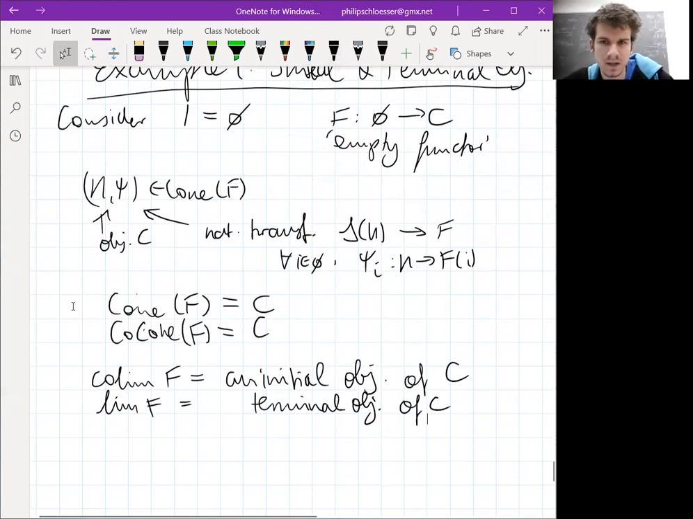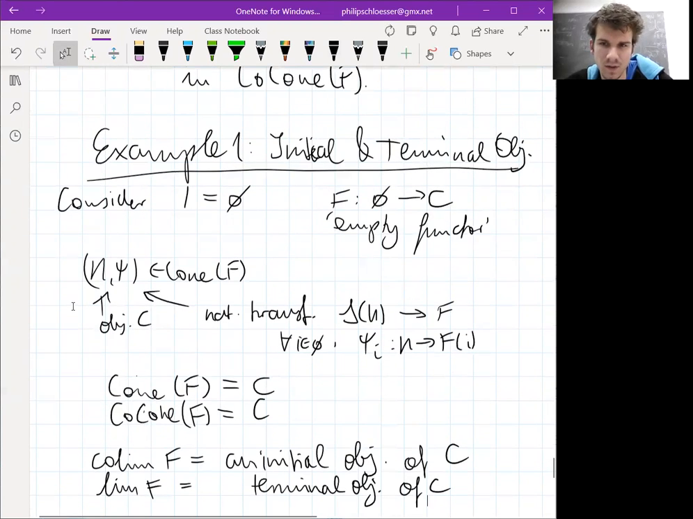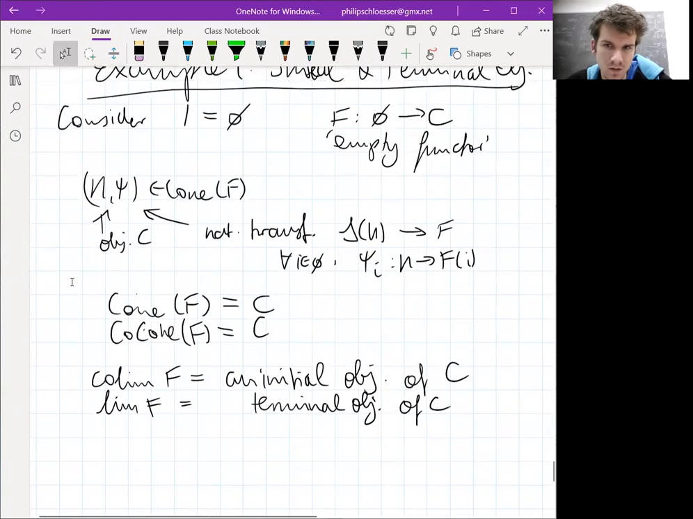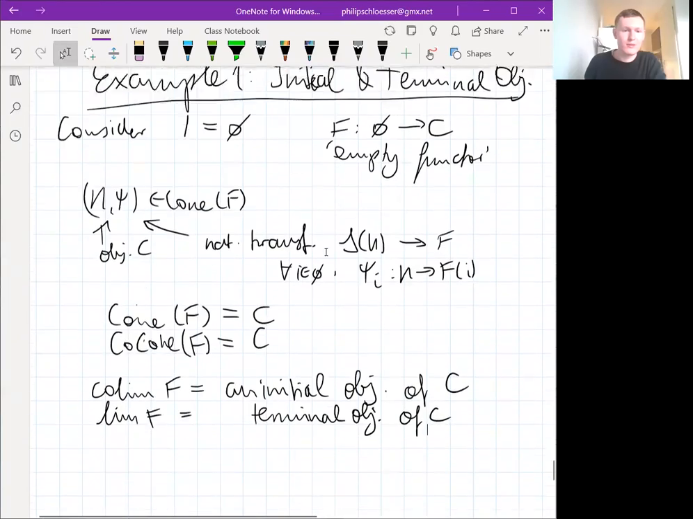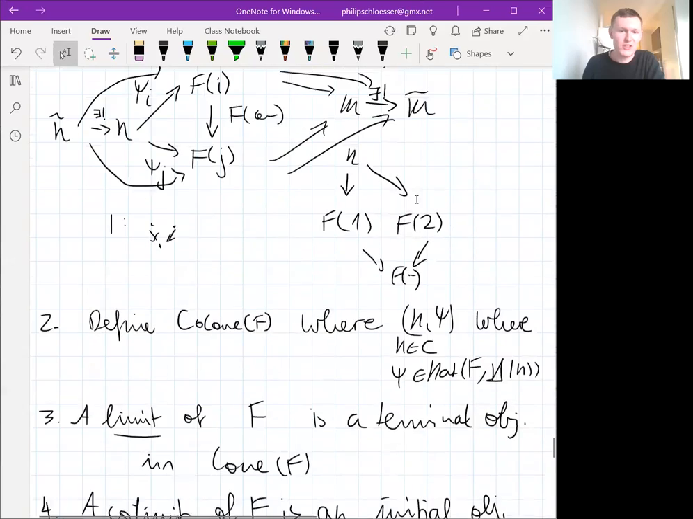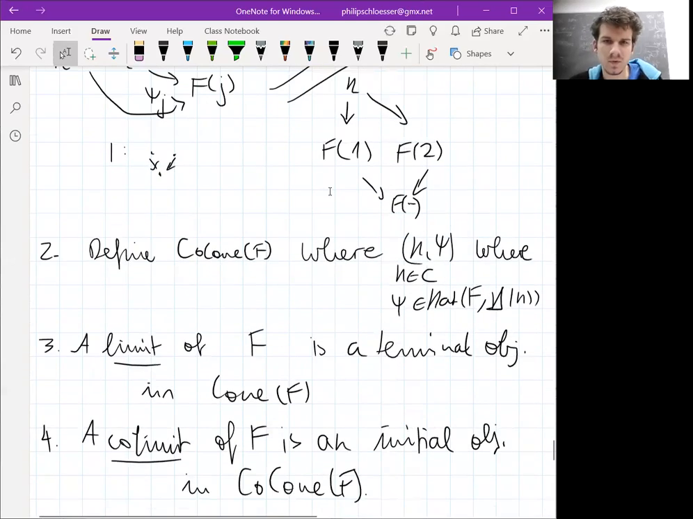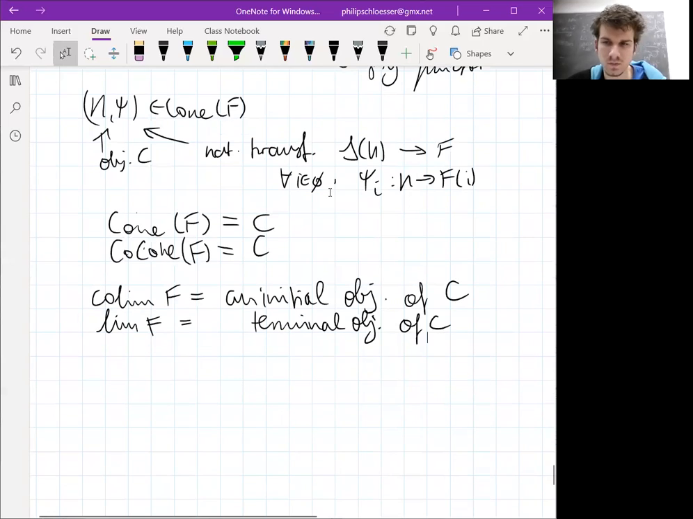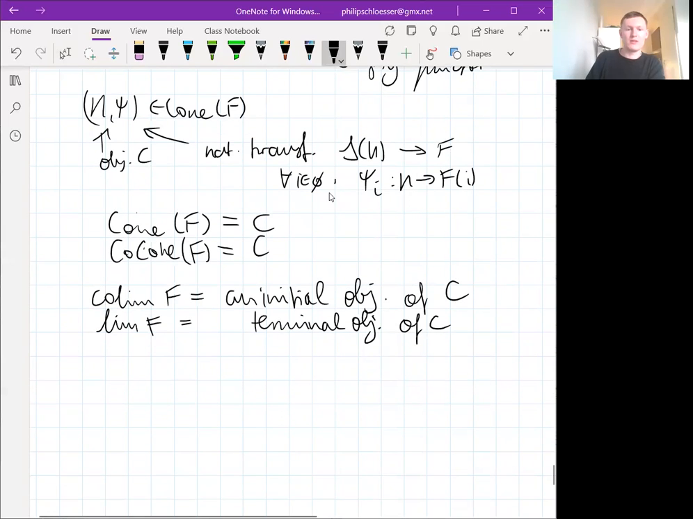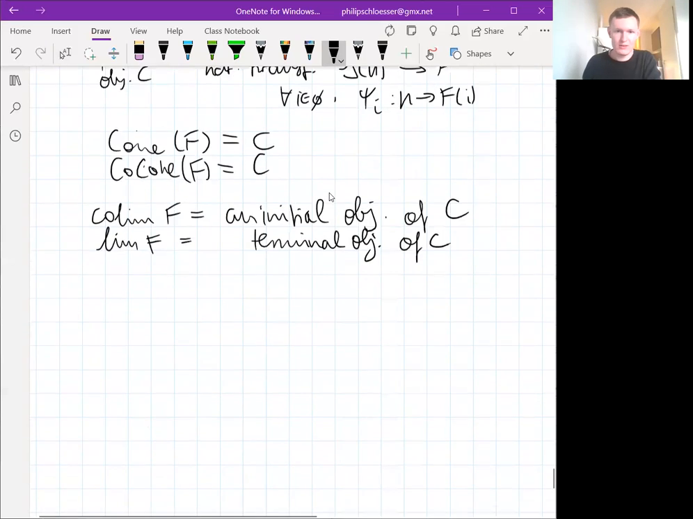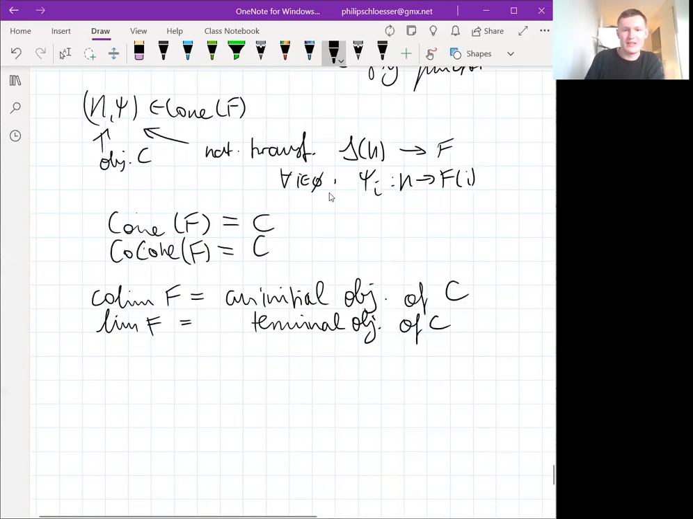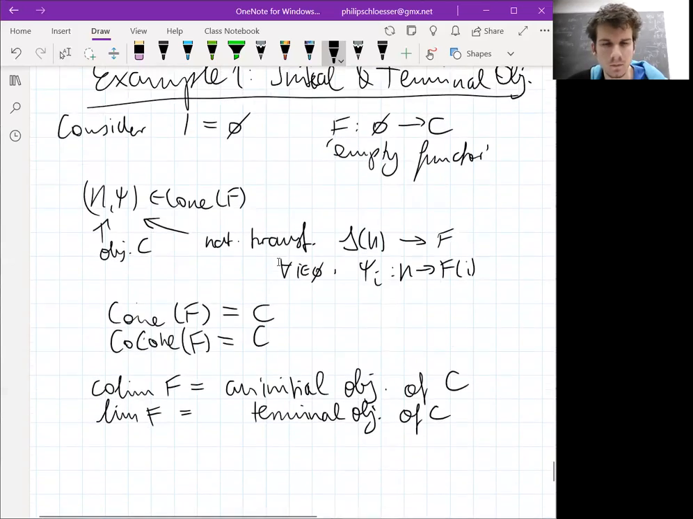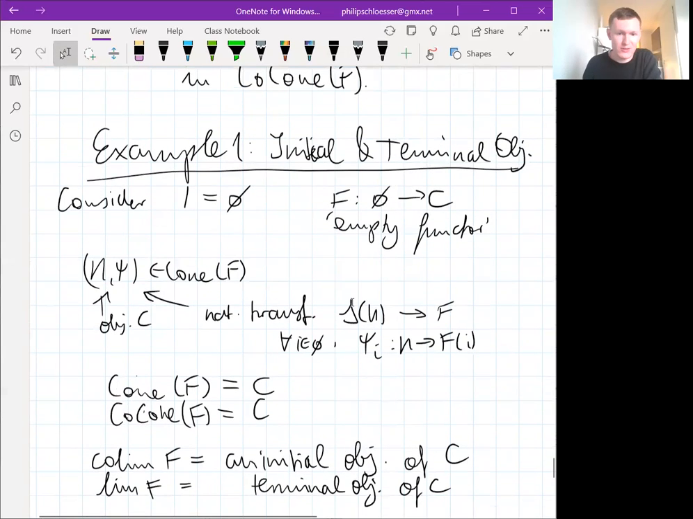I'm sorry, you lost me at the natural transformations and all that stuff. I don't really see what the procedure or the meaning is here. You mean with my example or with the definition? Also in the example, I want to see how the example is worked out, basically. Yeah, okay. So a natural transformation from delta n to F. Delta n and F are both functors from I to C. Yeah, so from the empty set to C.